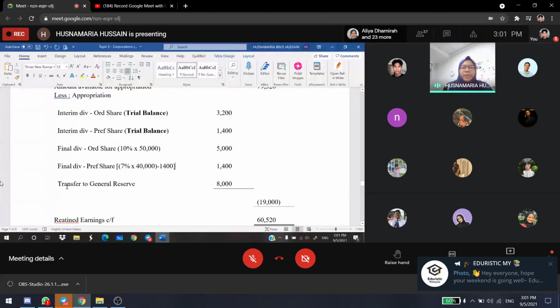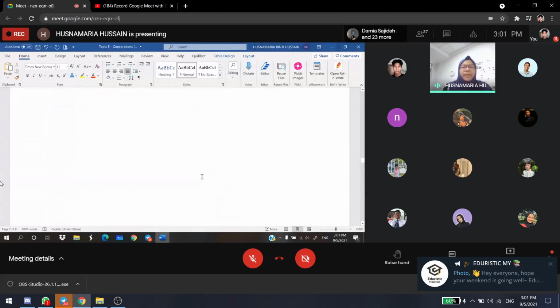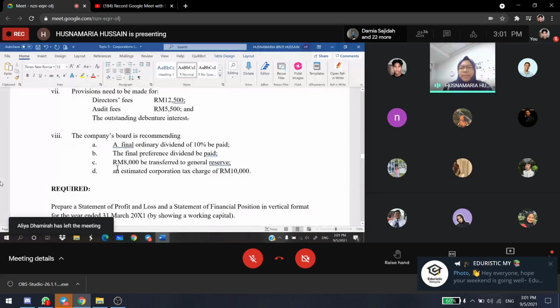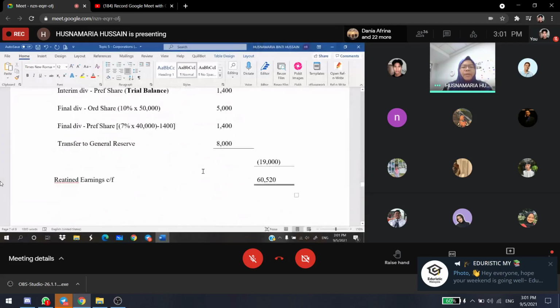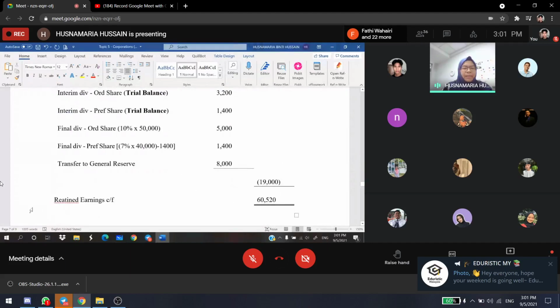And then we have transfer to general reserve because they mentioned just now. There is additional information, there is a transfer. It says transfer to replacement reserve, then replacement reserve. Alright, so we total up the appropriation. Amount available for appropriation minus the appropriation, then you still get the balance here. This is your retained earnings that you are going to carry forward to the next year.